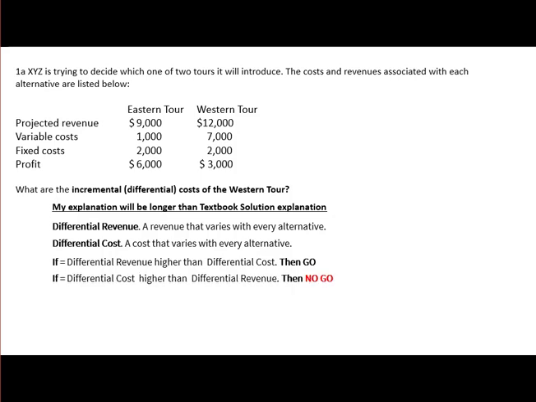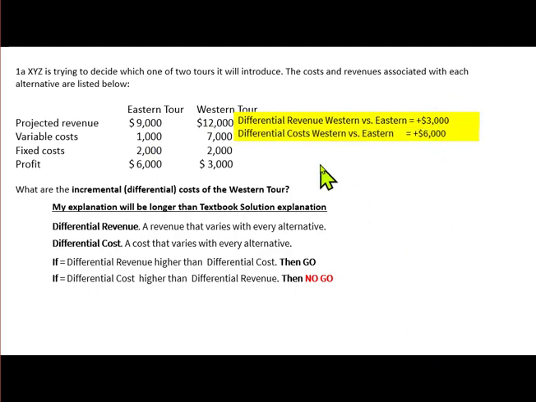Now, if differential costs are higher than differential revenues, then it's a no-go. So if the revenues are higher, it's a go. If the costs are higher than the revenues, it's a no-go. So the differential revenue for Western versus Eastern, so we have Western is $12,000, Eastern is $9,000. Western versus Eastern is a plus $3,000. The differential cost for Western versus Eastern is a plus $6,000. So we have a 7 here, 1 here, and so the costs are higher by $6,000 for the Western Tour.